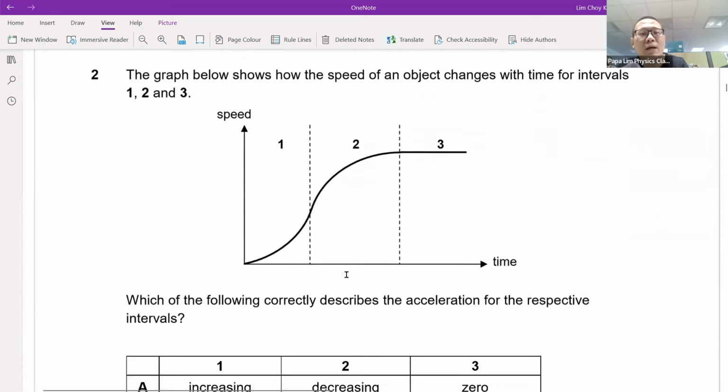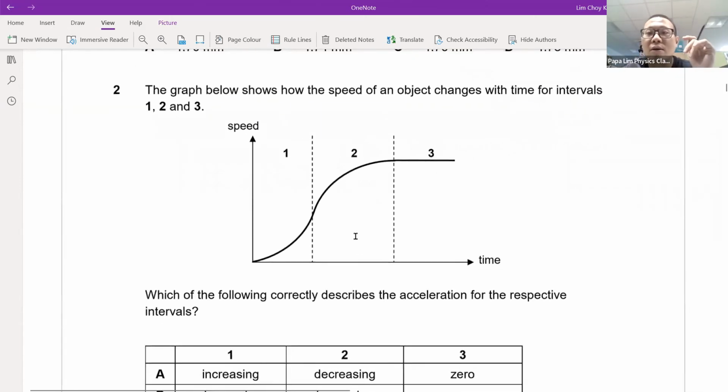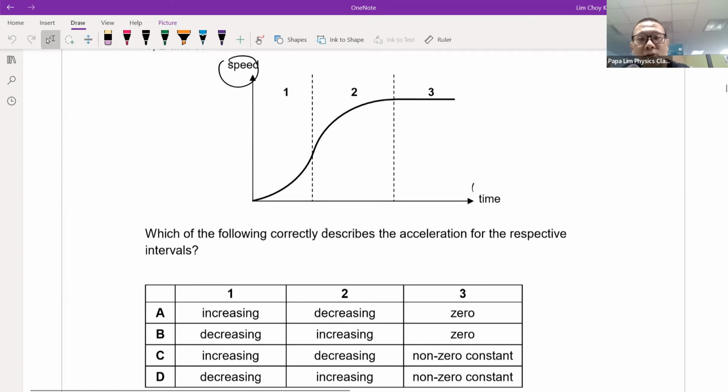Now, question 2 is an interesting question, which looks at the description of a velocity time graph. What is slightly different from other questions is that instead of asking you to describe, they ask you to look at it in terms of the gradients, or the accelerations, and to describe a three-section graph. For a velocity time graph, you look at acceleration.